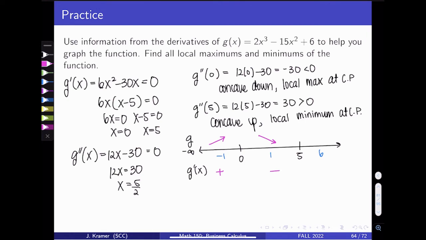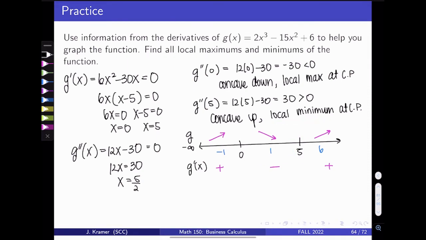Finally, when we plug in 6 into the first derivative, the output is going to be positive. This tells us the original function will be increasing on that interval from 5 to infinity. This also supports that we have a local minimum at the critical number of 5, which we determined using the second derivative test. Next, we'll do the same thing for the second derivative.